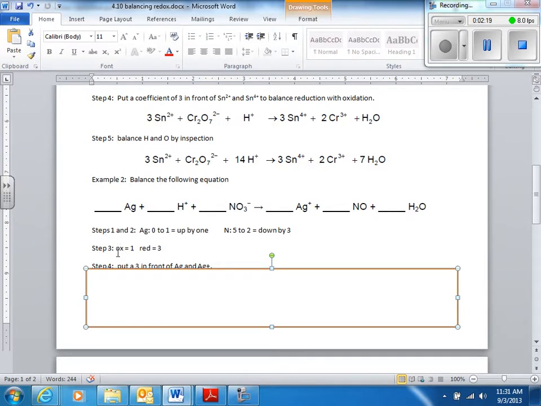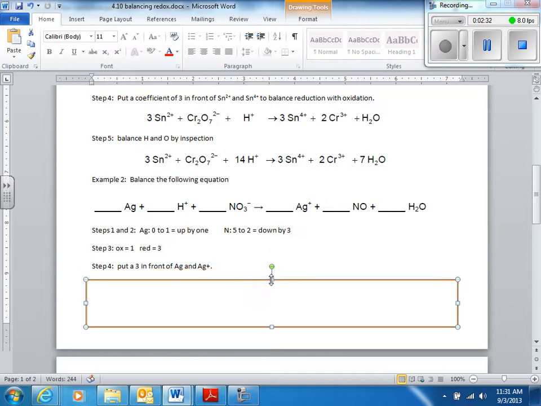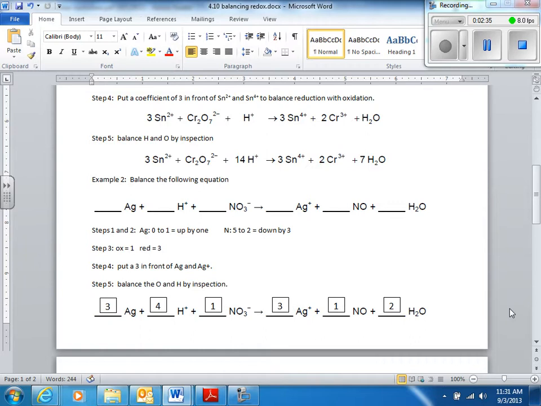So if oxidation is 1, reduction is 3, we need to put a 3 in front of the things that got oxidized to balance our electrons. So we'll put a 3 here, and a 1 here, and here. And we balance the rest by inspection. So you should do that now. I'm going to show it. You can pause. There's your balanced equation.